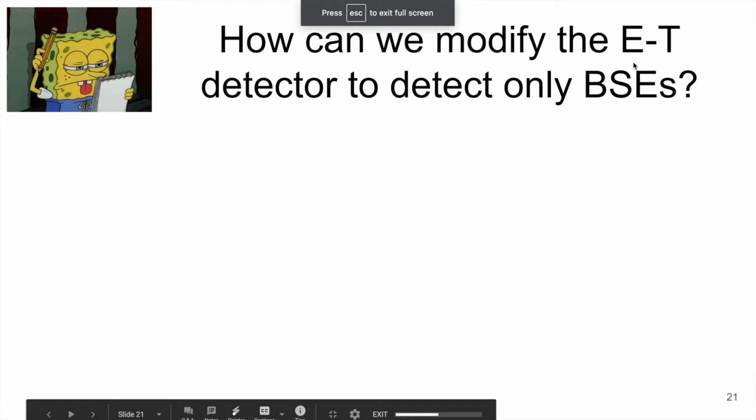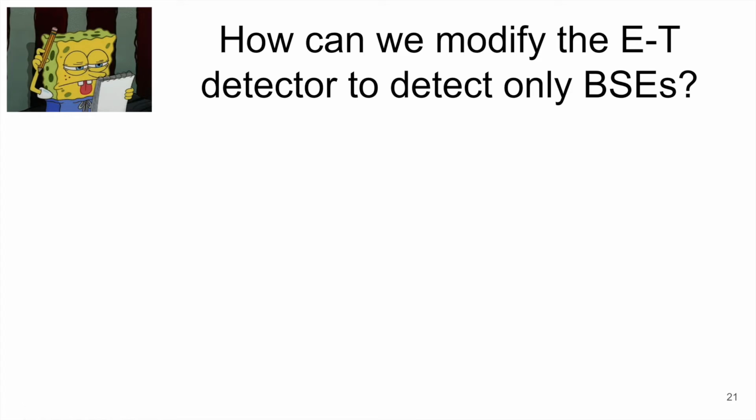All right, I want to start the next section about backscattered electrons with a question. And this, again, is in your quiz. How can we modify that Everhart Thornley or ET detector to detect only backscattered electrons? See if you can think back to that diagram and what we can do to only detect backscattered electrons. Take a minute, think about that, write it on the quiz, and then come back and we will discuss.